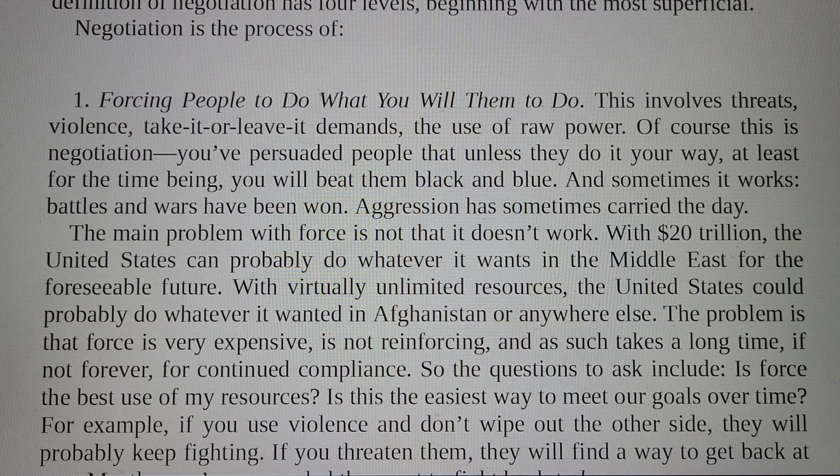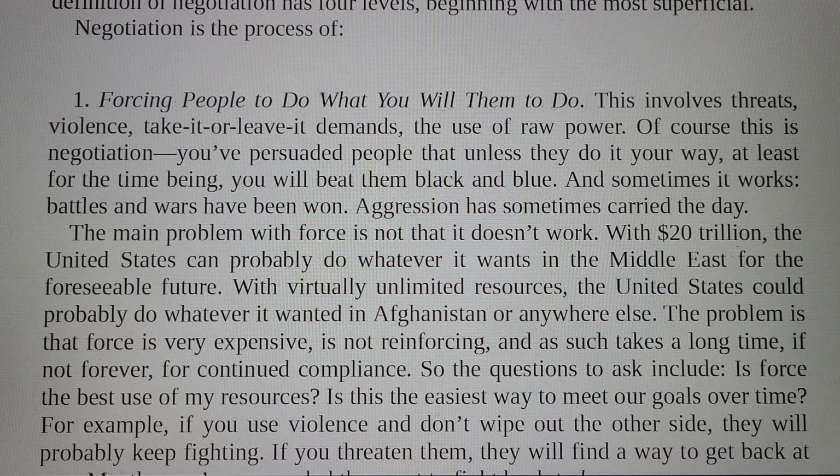Of course, this is negotiation. You've persuaded people that unless they do it your way, at least for the time being, you'll beat them black and blue. And sometimes it works. Battles and wars have been won. Aggression has sometimes carried the day. The main problem with force is not that it doesn't work.